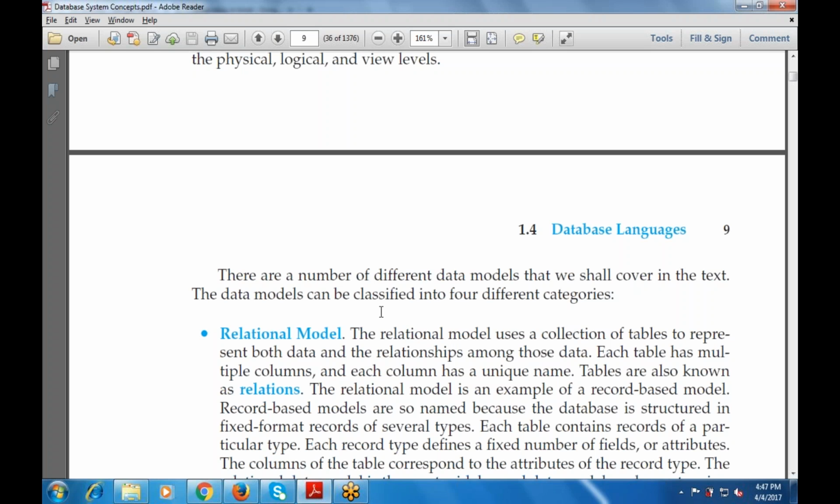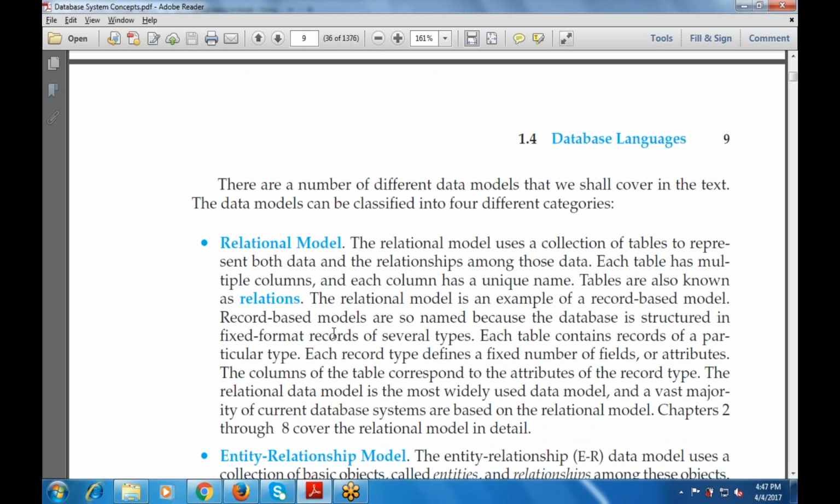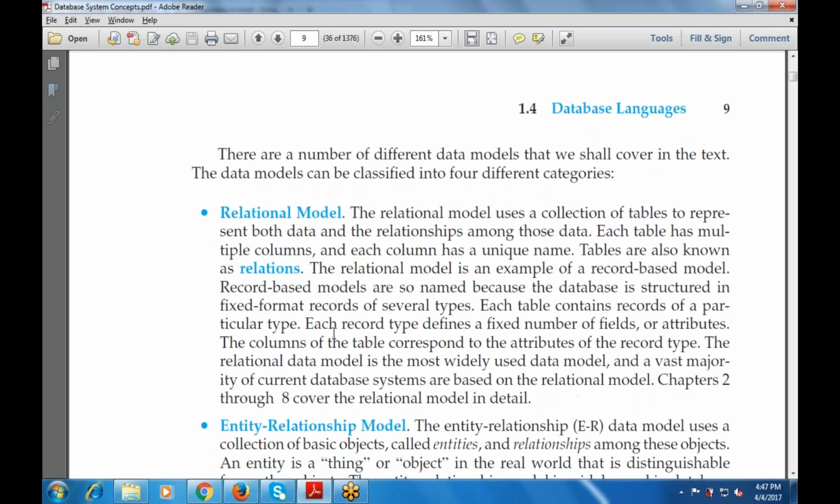One is the relational model. The relational model means everything is available within a relation, that is, within a table. A table is a collection of rows and columns. So the relational model uses a collection of tables to represent both the data and the relationships among the data. Each table has multiple columns, and each column has a unique name. Tables are also known as relations in the relational model. This is an example of a record-based model also, and these models are so named because the database is structured in fixed-format records of several types.